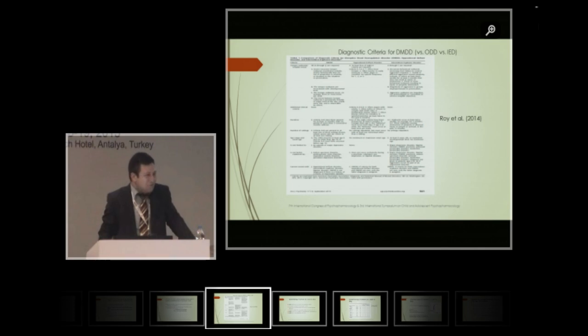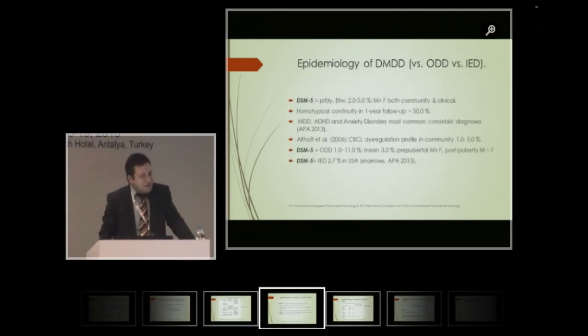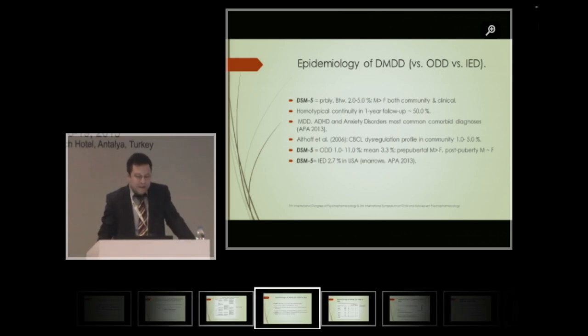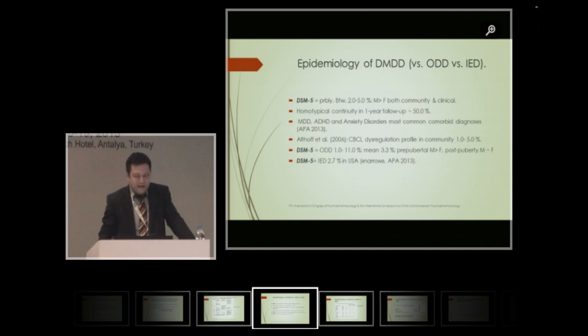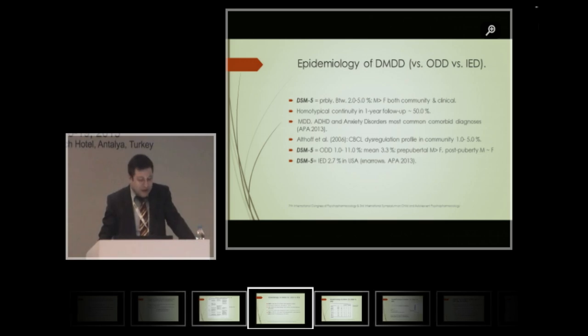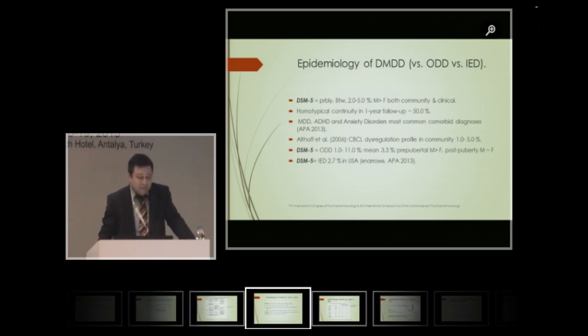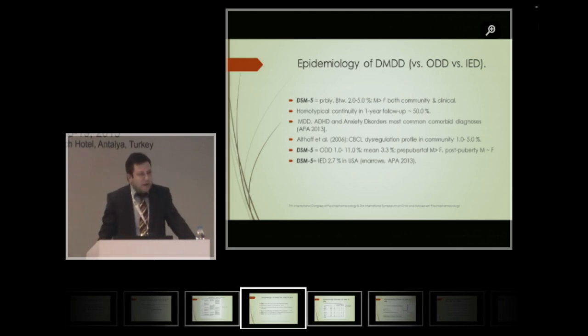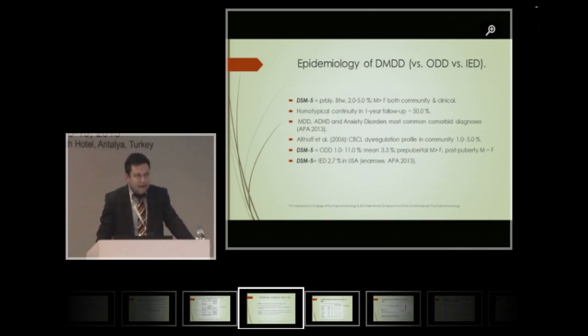Now we're going to discuss this in tomorrow's discussion as well, so I'll skip this quickly. Let's have a look at the epidemiology data. DSM-5 says this can occur in 2 to 5% in the society and clinics, more prevalent in men. In 1 year follow-up, it's about 50%.